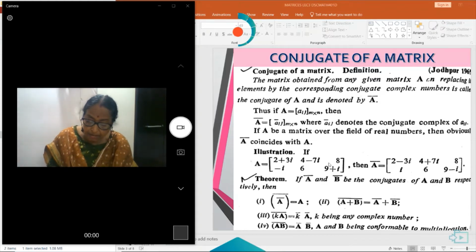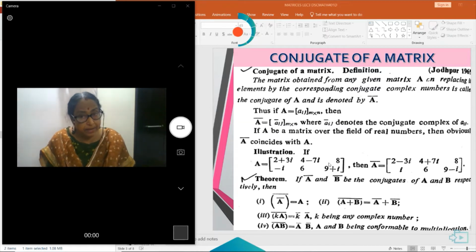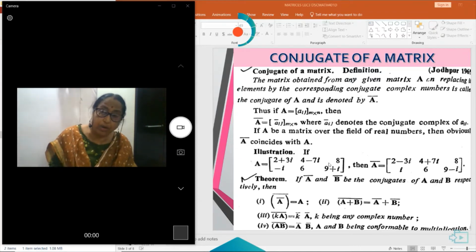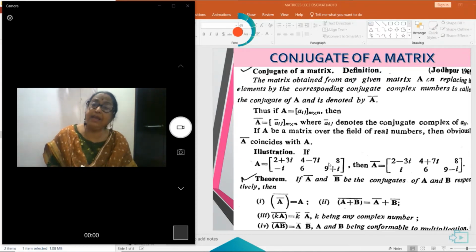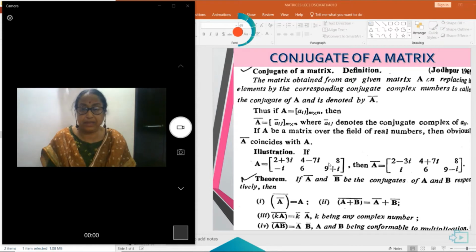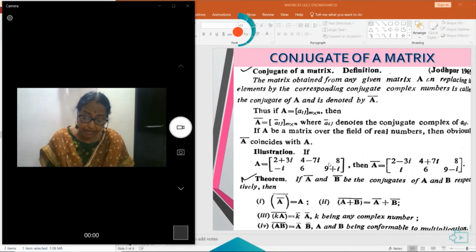If A is a matrix over the field of real numbers, mind it here, then A is equal to A bar. Then A bar coincides with A. A and A bar are the same for a matrix of real numbers.